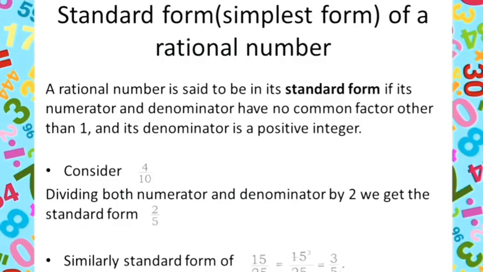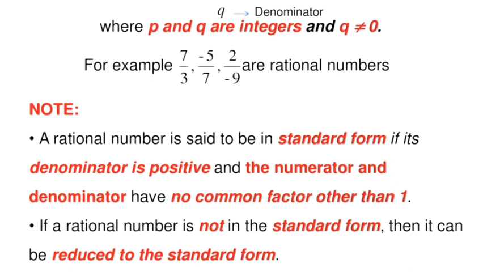And the next topic is the standard form of rational numbers. Note: a rational number is said to be in standard form if its denominator is positive and the numerator and denominator have no common factor other than 1. If a rational number is not in standard form, then we can reduce it to standard form.